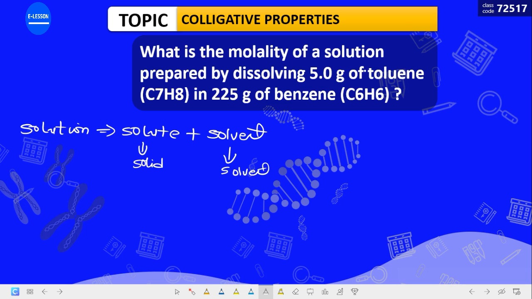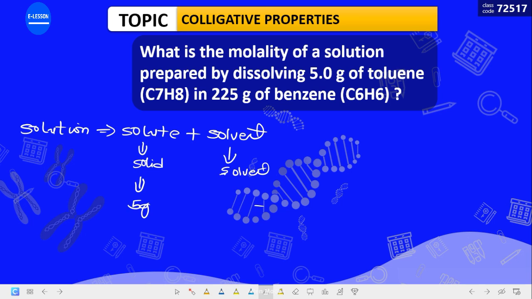In this case, they gave you the mass as 5.0 gram of toluene and 225 gram of what? Benzene. Now which of them will be the solute and which will be the solvent? 5.0 gram will be the solute, because that one is smaller. Whenever you are given two of the same thing, the one that is smallest is usually the solute, while the one that has much more of the mass is always the solvent. So in this case, toluene will become the solute, while the solvent would be benzene.